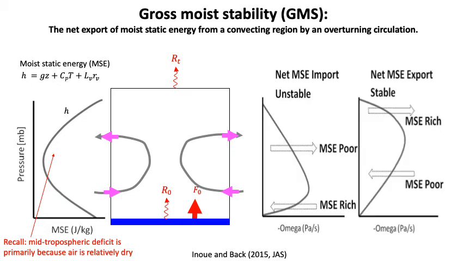Okay, so often then how this is thought about is in terms of the vertical profile of vertical velocity. So I'm showing you two schematics, and this is from Inoue and Back in 2015, showing different vertical profiles of vertical velocity. And so it's noted on the x-axis, it's minus omega, which you can think of as analogous to regular vertical velocity, with upward being positive.